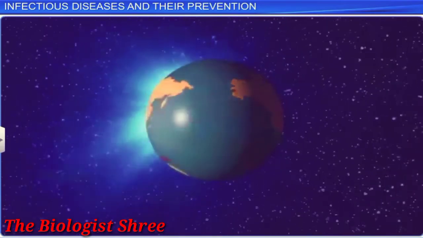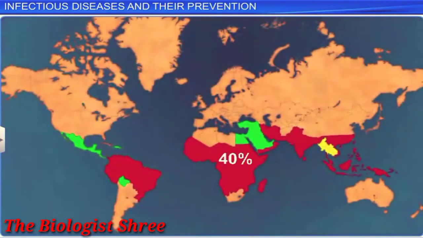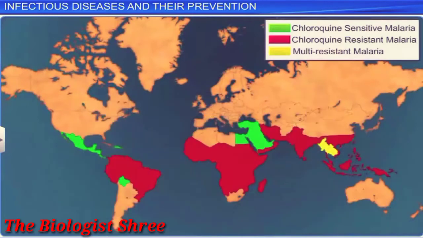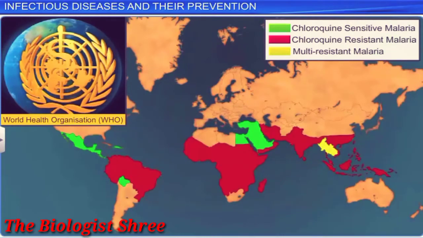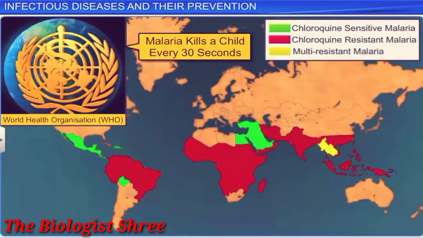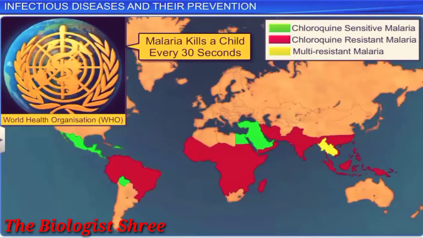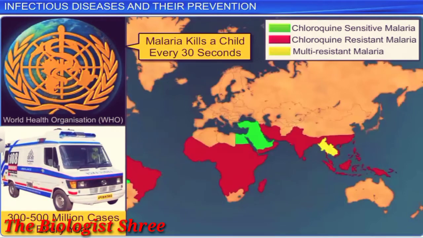Of the many infectious diseases that exist across the globe, one that afflicts 40% of the world's population is malaria. According to the World Health Organization, or WHO, malaria kills a child every 30 seconds. Worldwide, it is estimated that there are 300 to 500 million clinical cases of malaria a year.